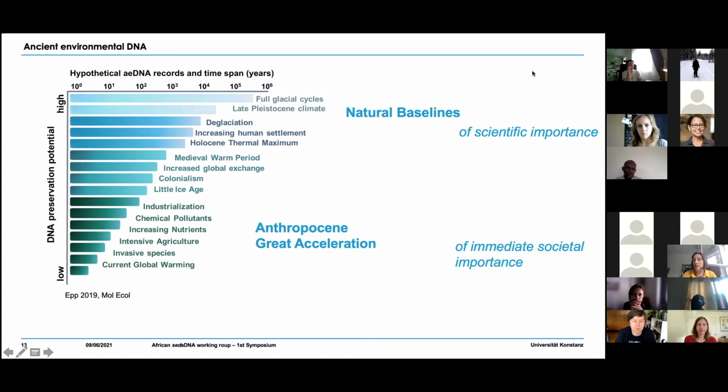And so from looking at these really long-term studies, we can have the natural baselines, and those are really interesting and important, and they're of scientific importance to understand exactly how ecosystems, how populations work, and so on. However, things that are of immediate societal importance that have probably happened in the last hundreds of years, this kind of data can be recovered, I think, from many places without always using very expensive techniques. And that's it. Thank you.